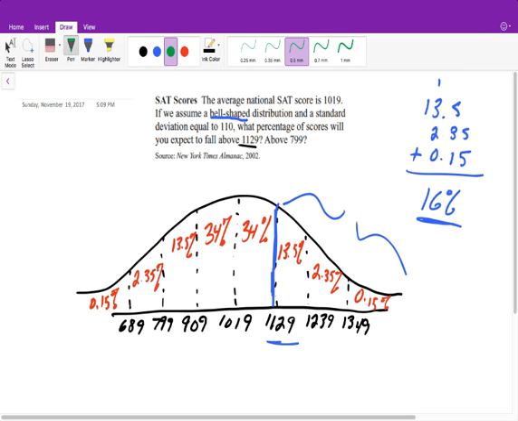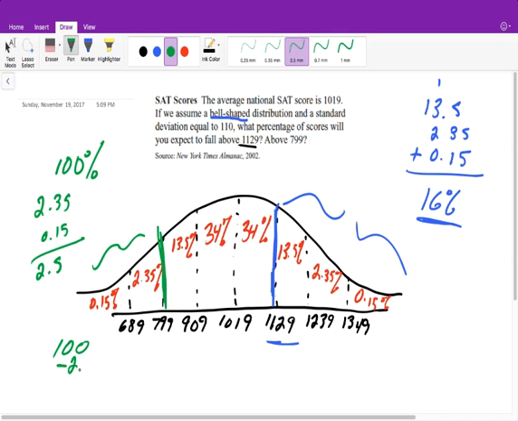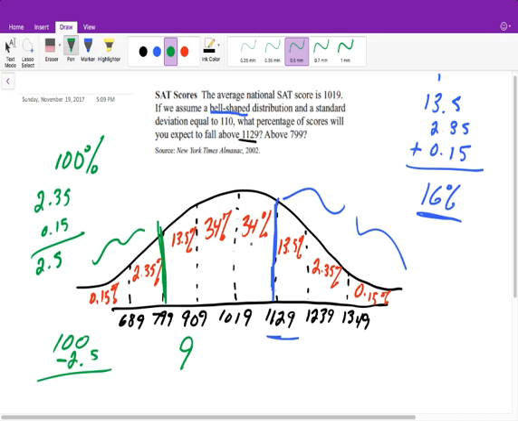How many fall above 799? So here is 799. So how much falls above it? Rather than adding all these, we know that this will add up to 100%, our percentages. So we can then just add these two, 2.35 and 0.15, which is 2.5, and we can then just subtract that from our 100%. So that will then be 97.5%. So how much will be above 799? That will be 97.5%. All right, that is it for all the review questions that you have.